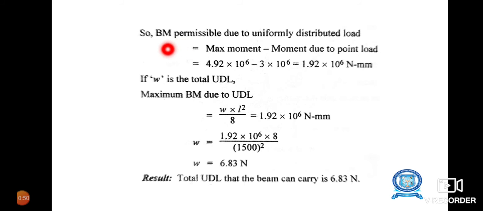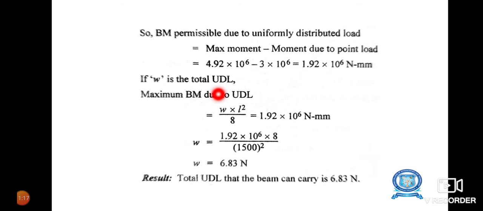Next, the bending moment permissible due to the uniformly distributed load is equal to the maximum moment minus the moment due to the point load. So we apply the maximum moment value, 4.92 into 10 power 6 minus 3 into 10 power 6. We got the answer of 1.92 into 10 raised 6 Newton millimeter.